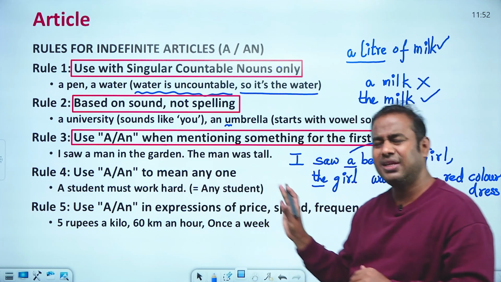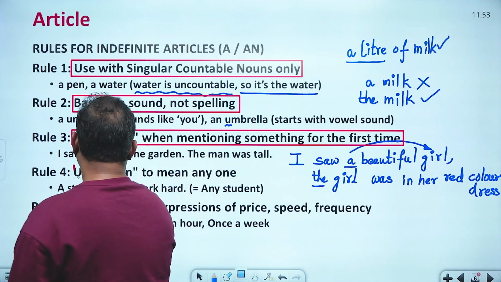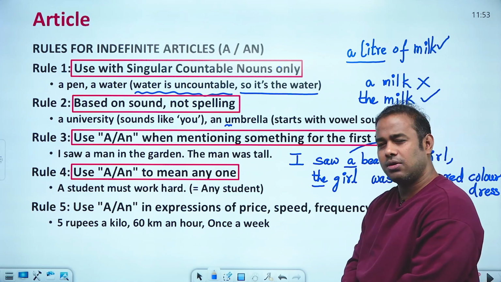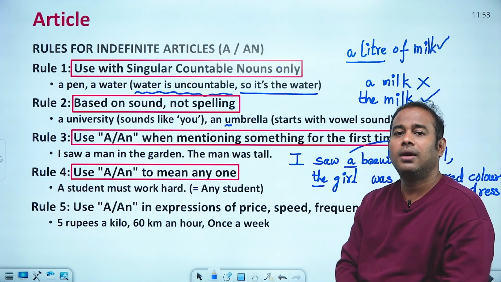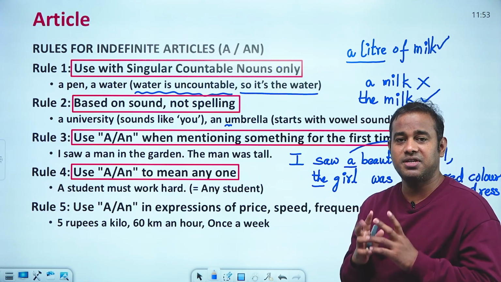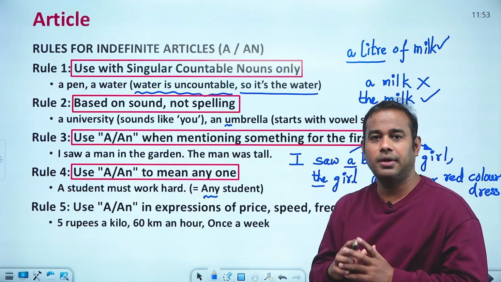Then, use of a to mean anyone. If you want to use the indefinite article to mean anyone, then you can use it, no issues. A student must work hard, a girl must be honest, a boy must do his duty. There are several sentences like this. So what is meant by a? When you are specifying some person with a, it means it can be any person.